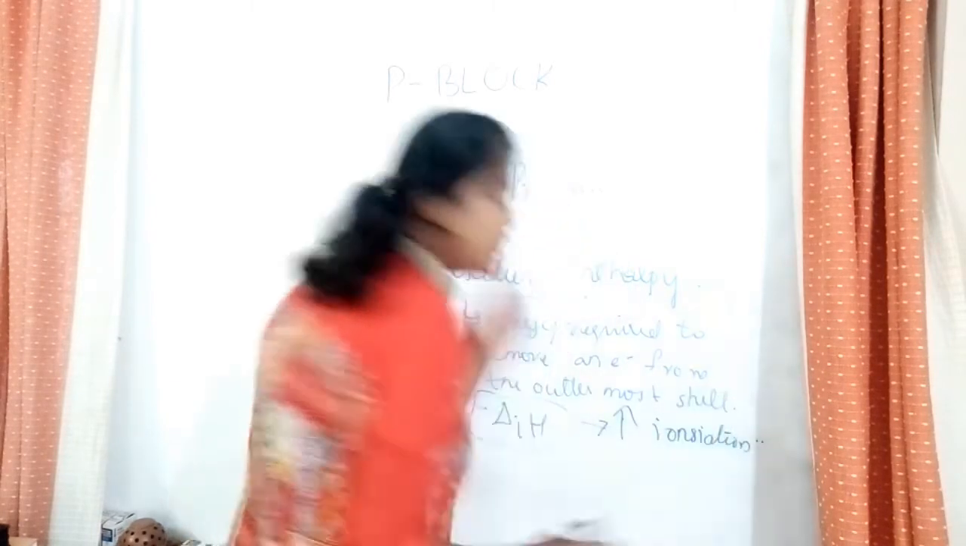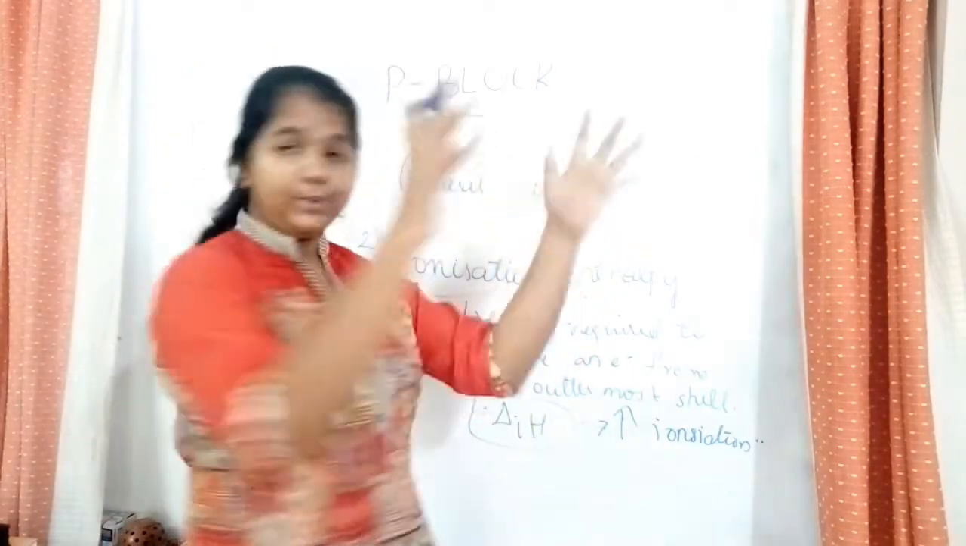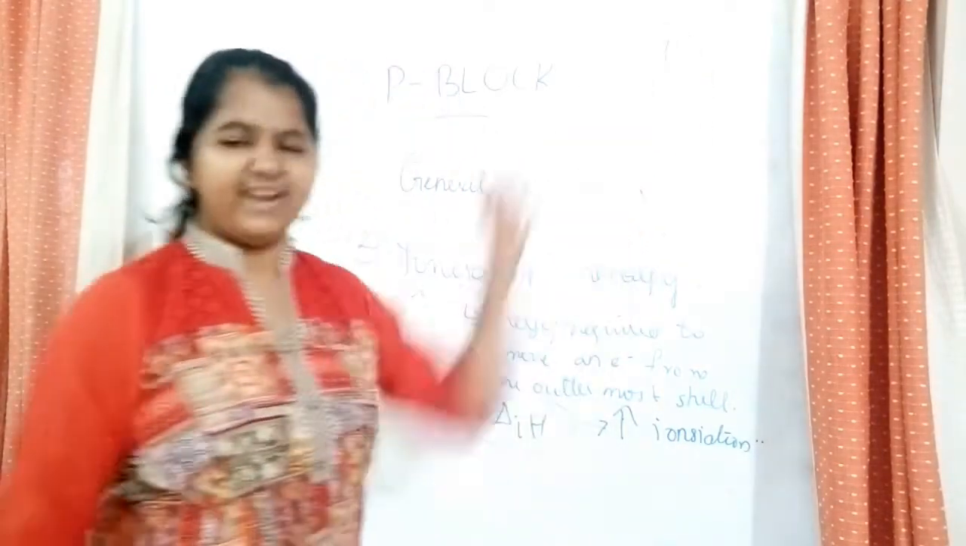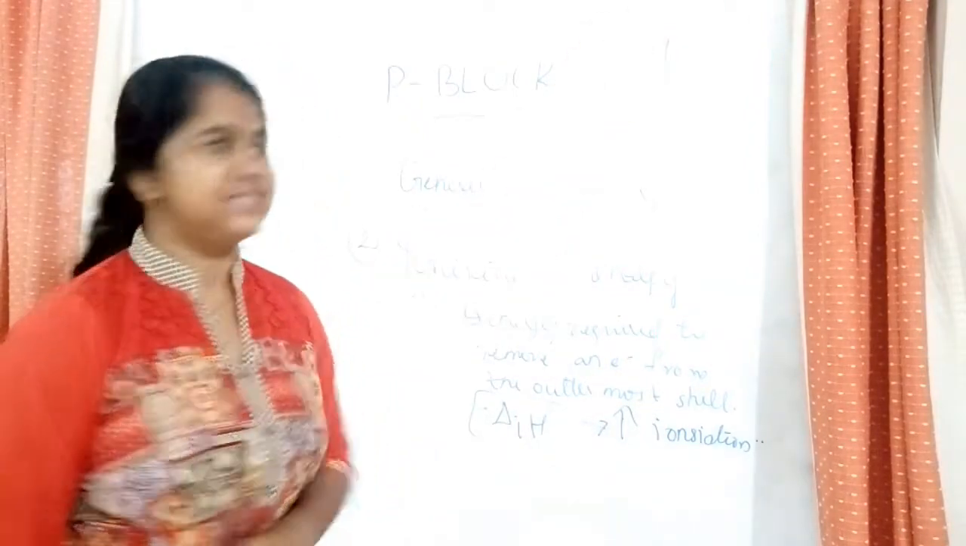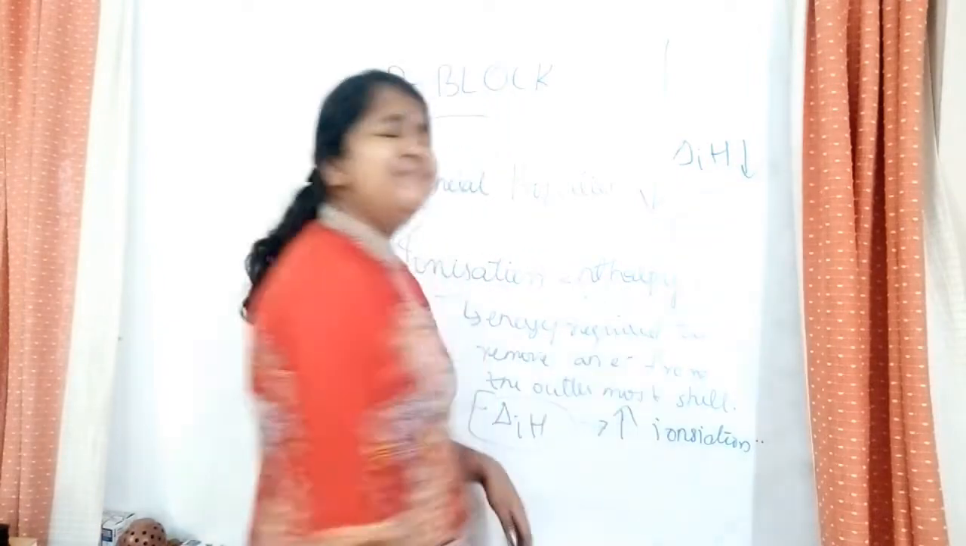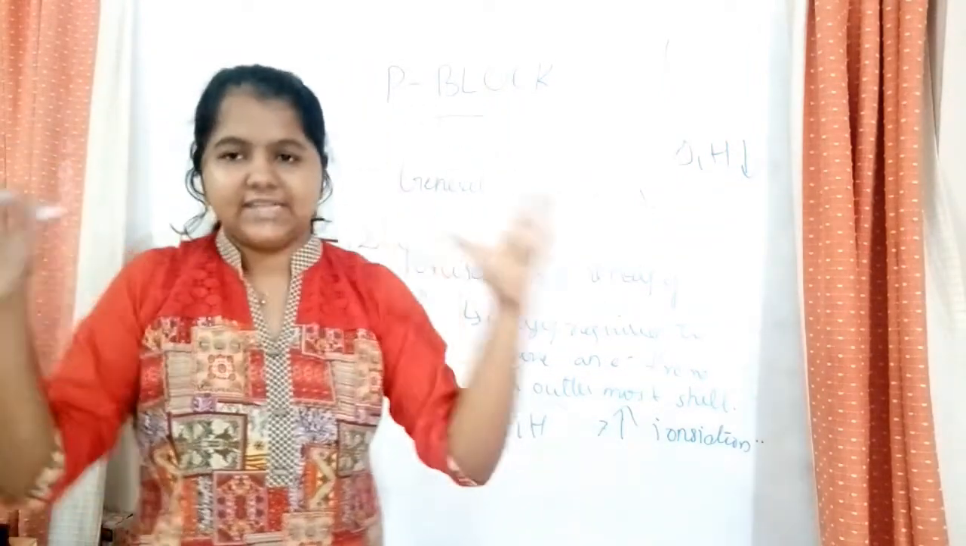Am I right? So what happens? I told you, when you take the group 18 elements and go down the group, what happens? The delta IH value decreases. Why does it decrease? Owing to its size. As size increases, what happens?